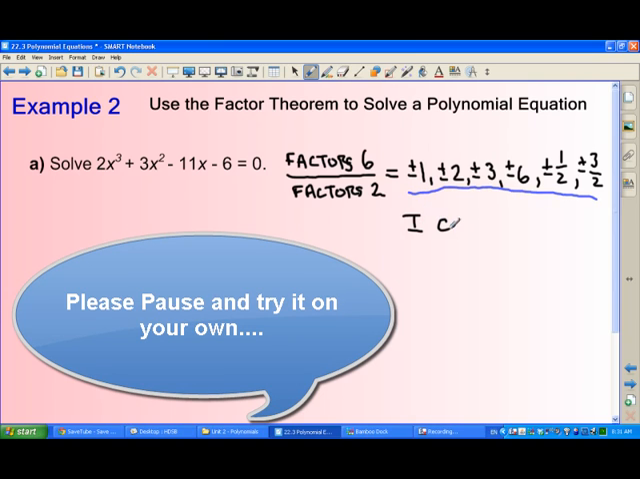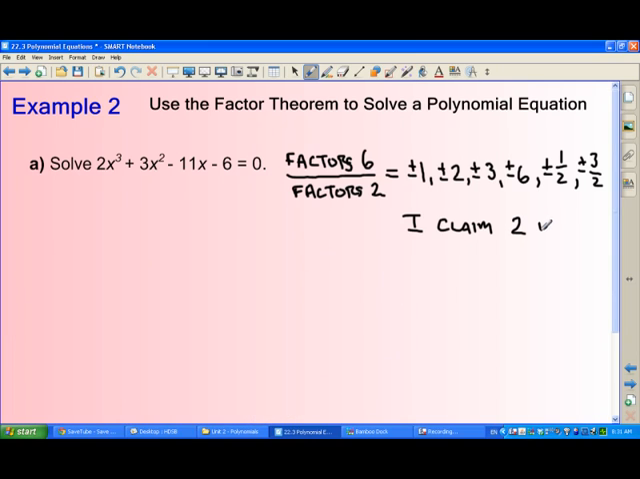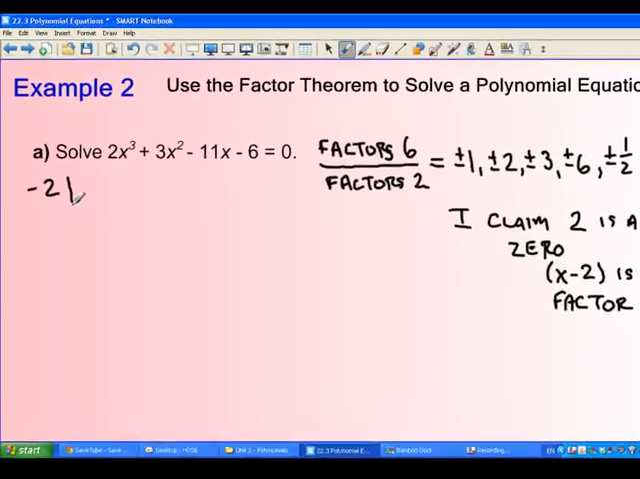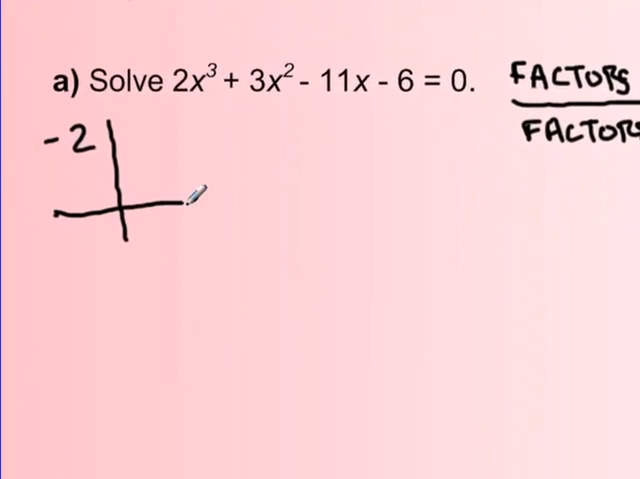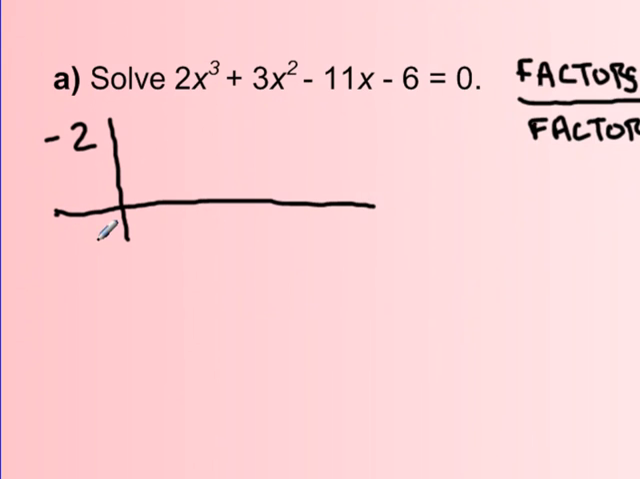You can try those on your own, but I'm going to claim that 2 is a 0, which means that x minus 2 is the factor that I'm going to divide by. So I showed you synthetic division yesterday. I encourage you to use that for your problem solving.